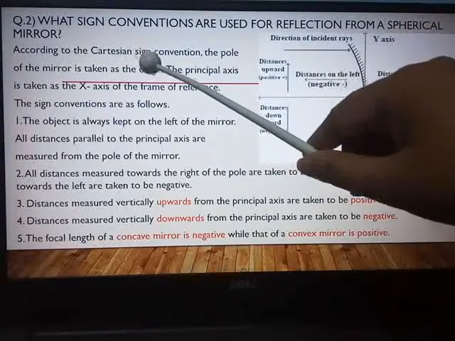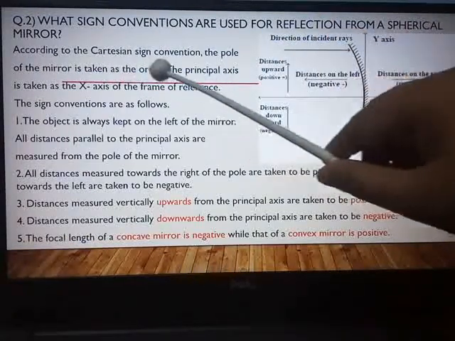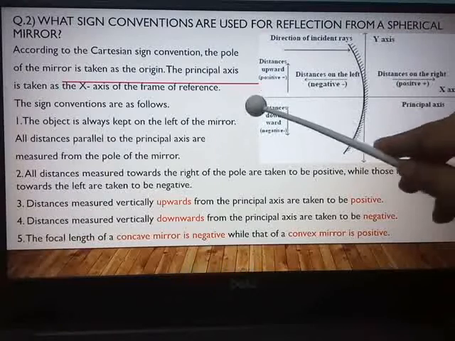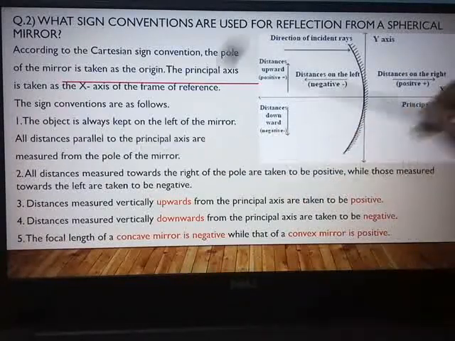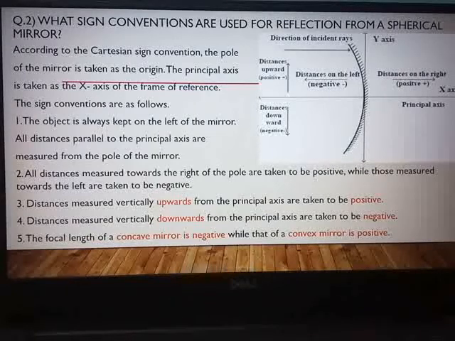According to the Cartesian sign convention, the pole of the mirror is taken as the origin. The principal axis is taken as the x-axis of the frame of reference. The sign conventions are as follows. The object is always kept on the left of the mirror. All the distances parallel to the principal axis are measured from the pole of the mirror. All distances measured towards the right of the pole are taken to be positive, while those measured towards the left are taken to be negative. Distances measured vertically upwards from the principal axis are taken to be positive.